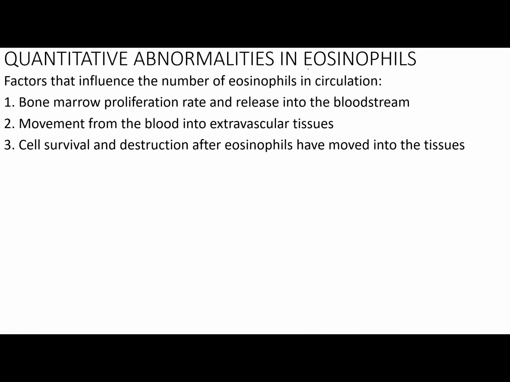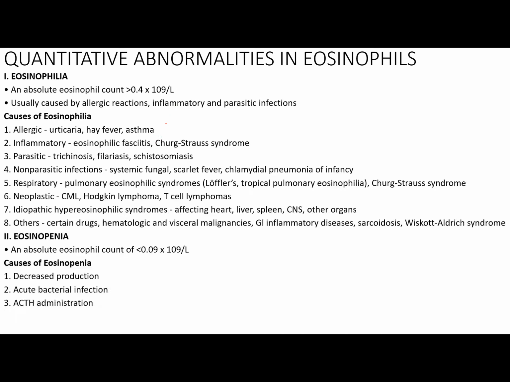Now let's go to your eosinophils, class. For eosinophils, you have to consider the factors that would affect the number: bone marrow proliferation rate and release into the bloodstream, movement from the blood into extravascular tissue, and cell survival and destruction after eosinophils have moved into the tissue. Now let's start with the first one, eosinophilia. This is an absolute eosinophil count of greater than 0.4 times 10 raised to the 9th per liter, usually caused by allergic reaction, inflammatory, and parasitic infection.